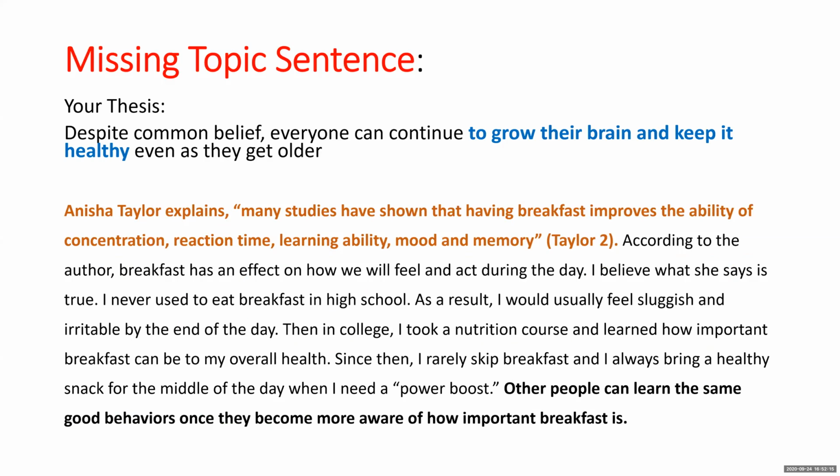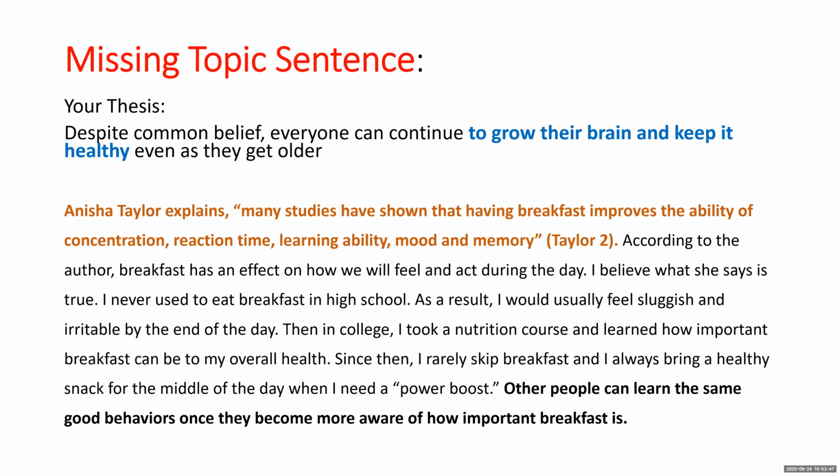Let's look at a paragraph that is missing a topic sentence. This would be a second body paragraph in the essay on how to keep our brains healthy. Looking at this paragraph, you see it skips the topic sentence and it actually moves directly into a quotation from a source. I highly recommend and advise that you do not begin a body paragraph with a quotation from a source or another person.